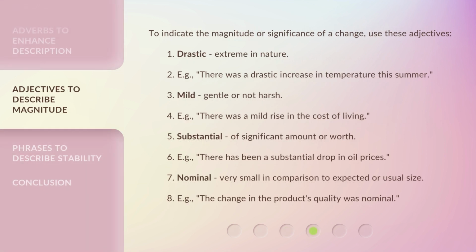To indicate the magnitude or significance of a change, use these adjectives. 1. Drastic, extreme in nature. E.g., there was a drastic increase in temperature this summer. 2. Mild, gentle or not harsh. E.g., there was a mild rise in the cost of living.